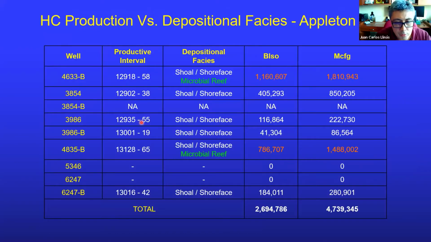And this is a table that shows the production for several wells in the Appleton field. And this confirms that observation. Here we put, for these intervals, the interpreted facies or the depositional environment that we have for these intervals. And what we see is that the highest numbers are associated with the shoreface and microbial reef. The smaller numbers are related to the shoal environment, but there's pretty much no producing interval within the lagoon or in the tidal flat or in the subwave base sub-environment.